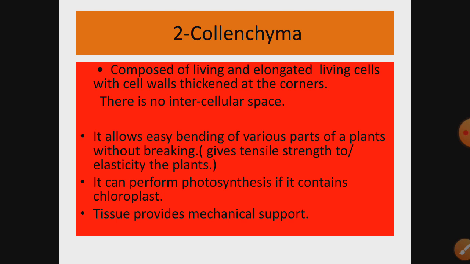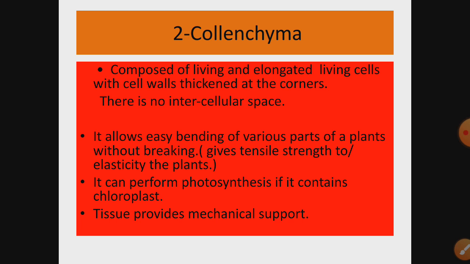They are able to bend, they have flexibility, elasticity, but they don't break. If they are very stiff, then they will break, but because of the elasticity of the cells of collenchyma, the plant is capable of bending but it won't break. So that is called tensile strength. So who provides the tensile strength to the plant? What is tensile strength? Bending without breaking. That is provided by the collenchyma. Then in case collenchyma has chloroplast inside them, they are also capable of performing photosynthesis just like parenchyma. And it also provides mechanical support, because at the corners it has cellulose deposit.